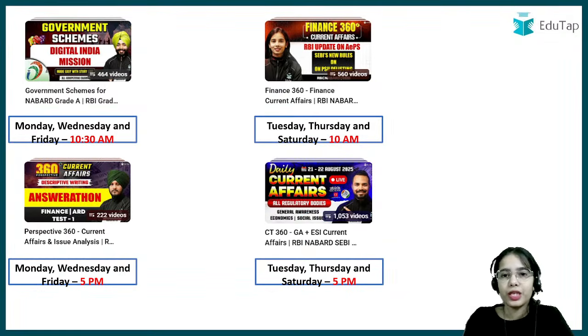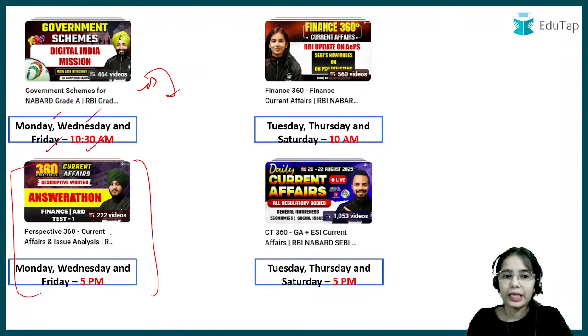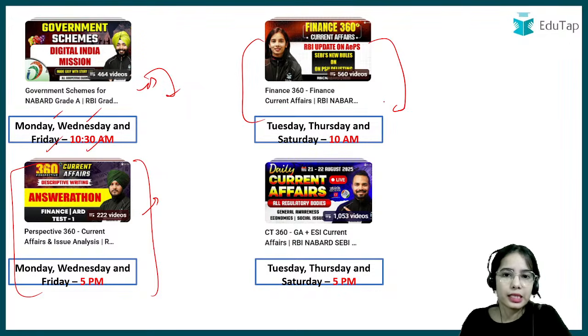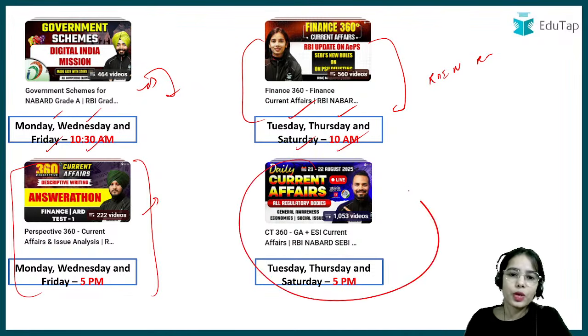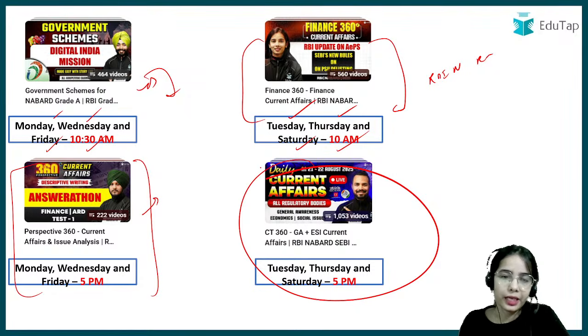As well as there are the different series that we have brought for you. The government schemes series happens on Monday, Wednesday, Friday at 10:30 a.m. This is for your schemes coverage. Then there is the descriptive answer writing perspective 360-degree series for your descriptive answer writing. This happens on Monday, Wednesday and Friday at 5 p.m. Then there is also the finance 360-degree series. That is for your RBI notifications and RBI press releases. This happens on Tuesday, Thursday and Saturday at 10 a.m. And then you also have the daily current affairs series that happens on Tuesday, Thursday, Saturday at 5 p.m.